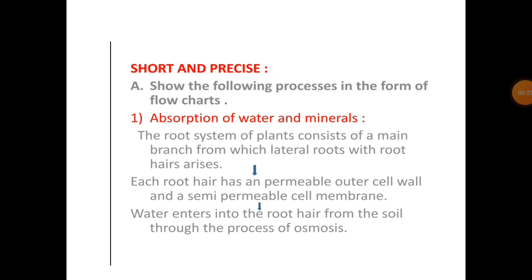Absorption of water and minerals. The root system of plants consists of a main branch from which lateral roots with root hair arises. Each root hair has a permeable outer cell wall and a semi-permeable cell membrane. Water enters into the root hair from the soil through the process of osmosis.